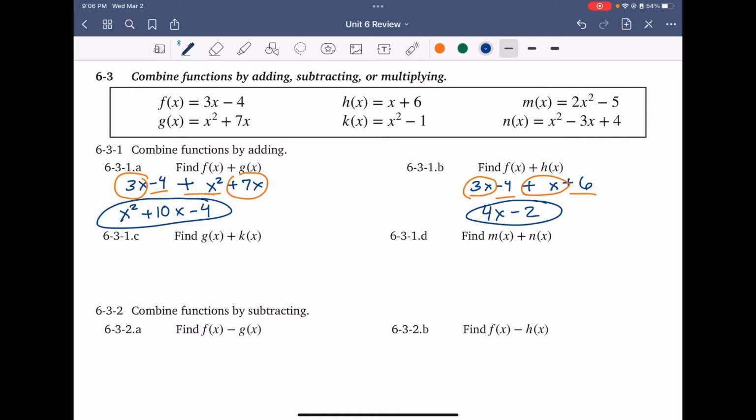All right, next one, g of x plus k of x. So g of x is x squared plus 7x. And we're adding k of x, which is x squared minus 1. Okay, like terms, we have x squared there and x squared there. So we have one of them and then we have another of them. So altogether we have 2x squared. And then as far as x's, we have 7 of them.